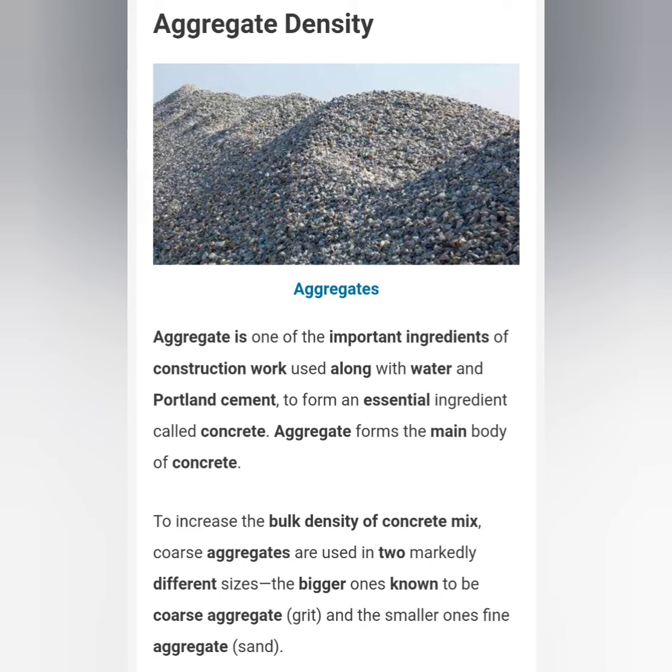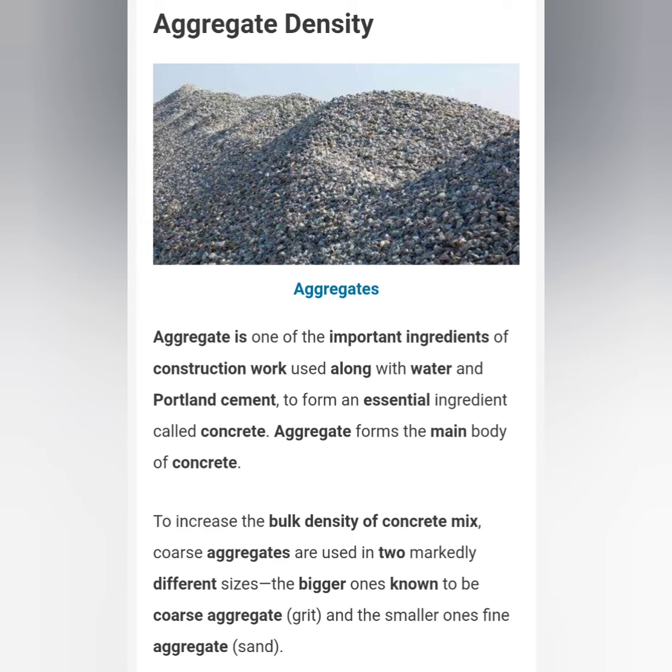Rate of 1 bag of cement is approximately 300 rupees. This rate will be different in your area, so you can consider it accordingly. So amount of cement required for 1 cubic meter shall be 8.24 into 300 is equal to 2472 rupees.